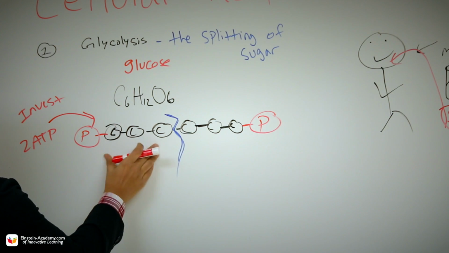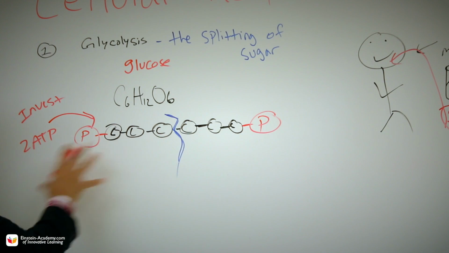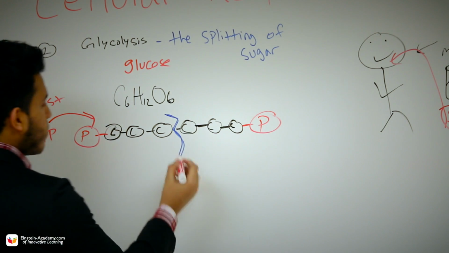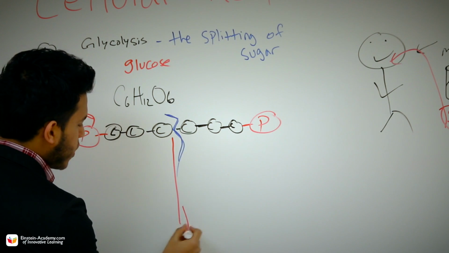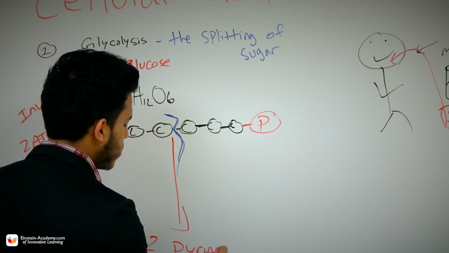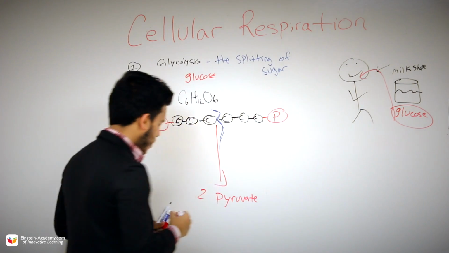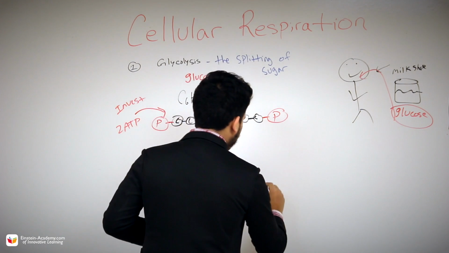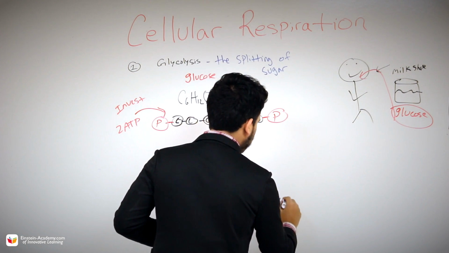So now we have a 3-carbon compound bonded with phosphate. It's highly unstable, and it's eventually going to generate 2 pyruvate molecules. Now, I'm going to introduce a different term from pyruvate. It's also called pyruvic acid.